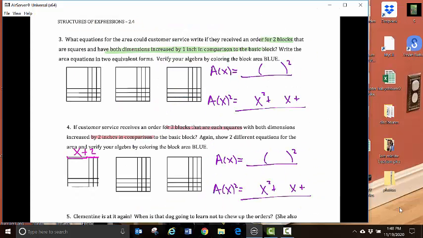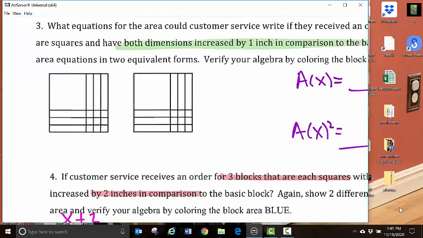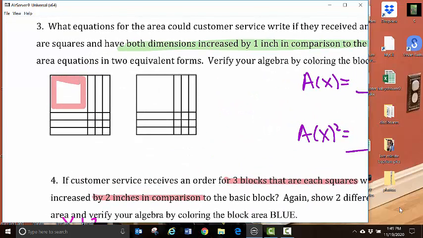Okay, so what equations for the area could customer service write if they received an order for 2 blocks? So right away, these squares down here are just to help you. If we only need 2 blocks, we don't really need this square. We can just ignore it, okay? Now it says both dimensions are increased by 1 inch in comparison to the blank base block. So here's our base block again, and we have 2 of them. But it's also supposed to be increased by 1 inch on this side and 1 inch on this side. And then if we were to finish it, there'd be a dot and a dot.